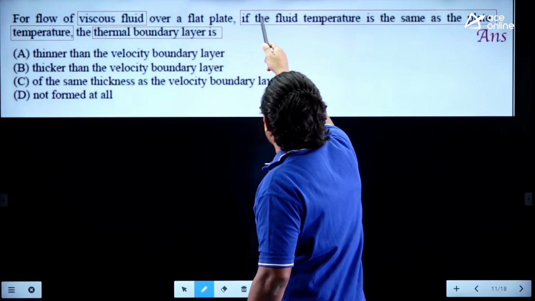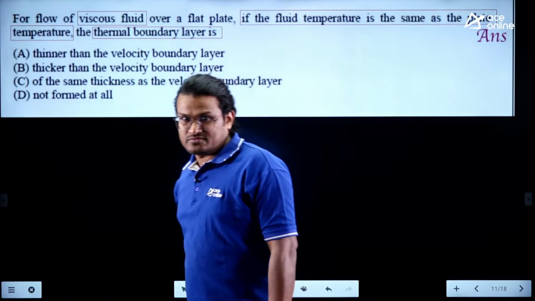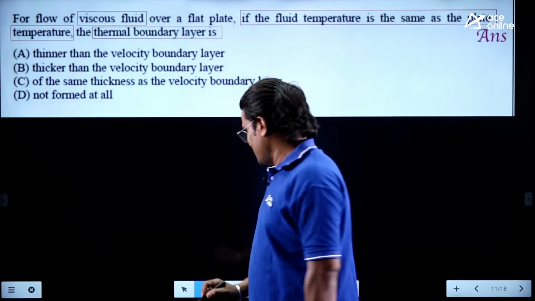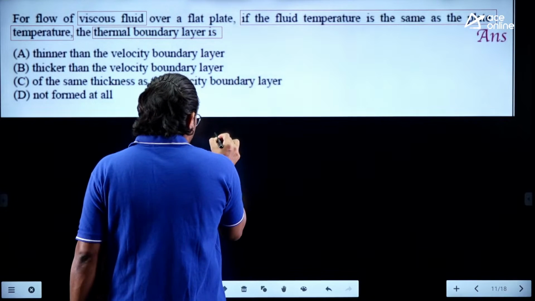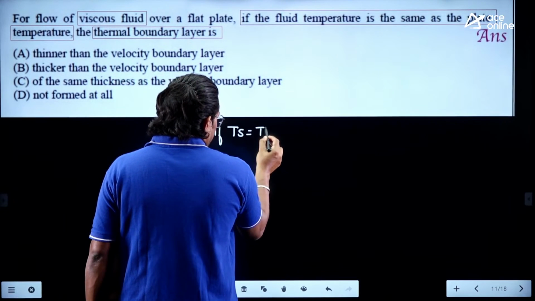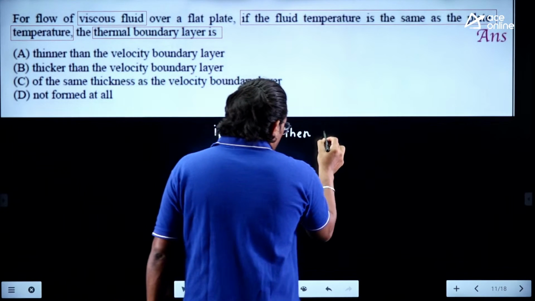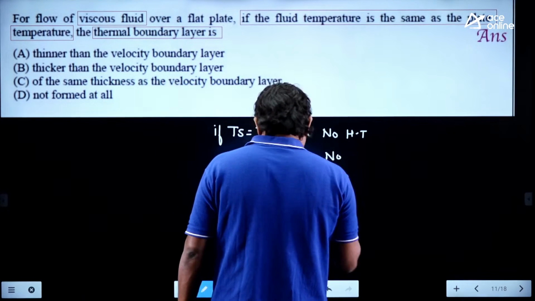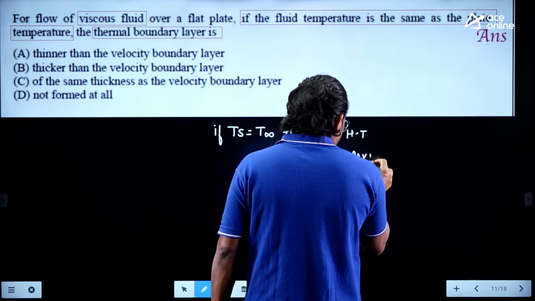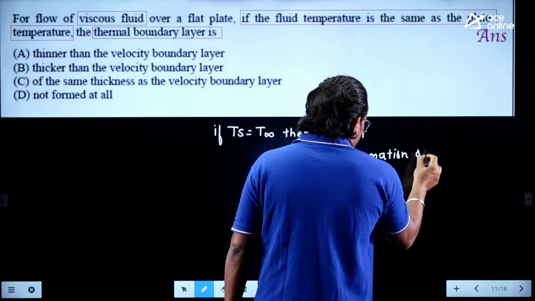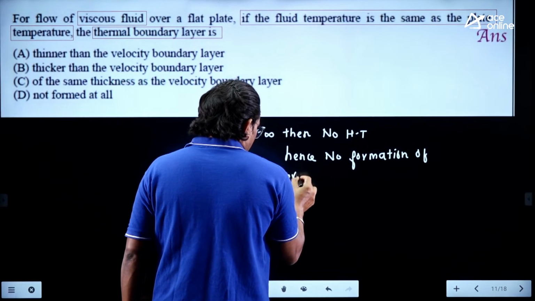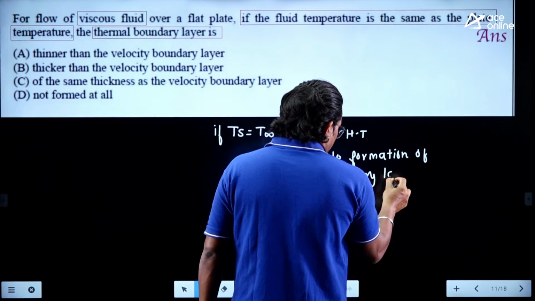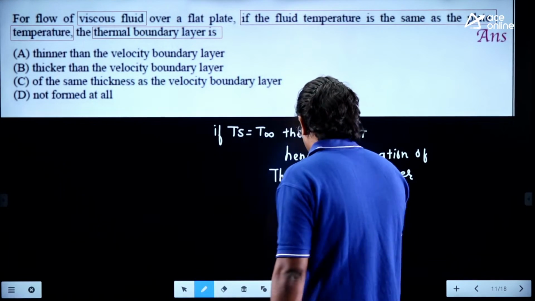But what is said here, if the fluid temperature is the same as the plate temperature, then there is no heat transfer. If Ts is equal to T infinity, then no heat transfer. Hence no formation of thermal boundary layer. So there is no formation of thermal boundary layer.